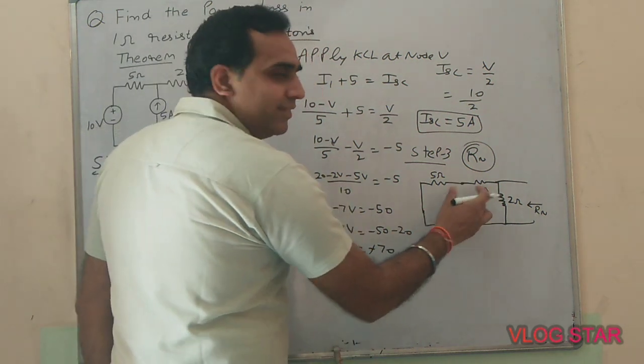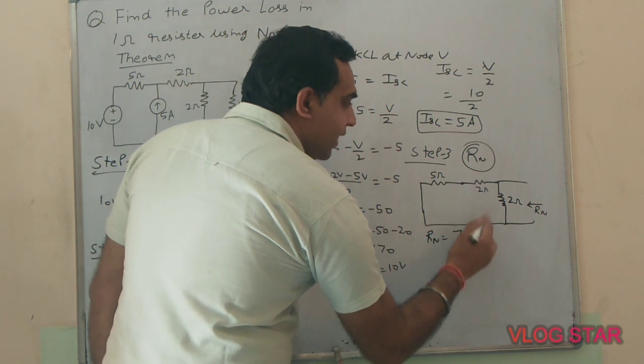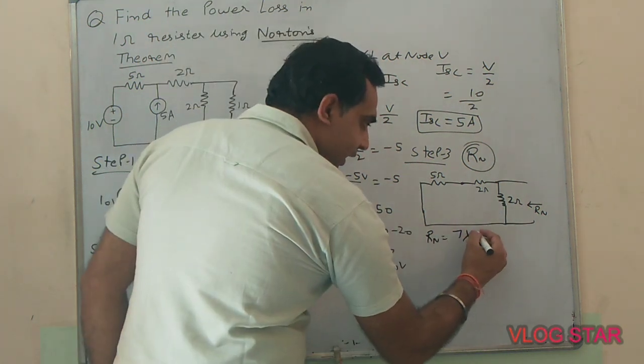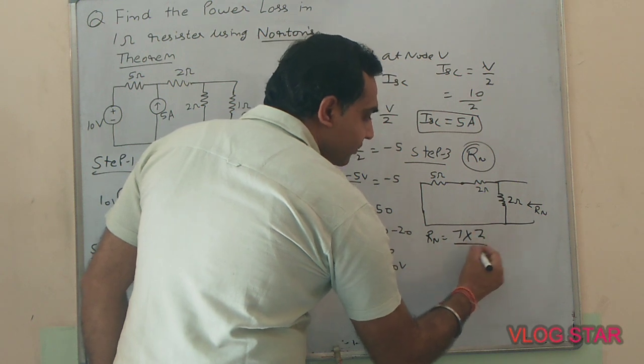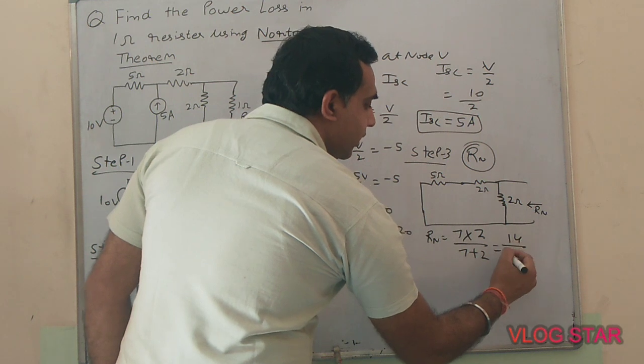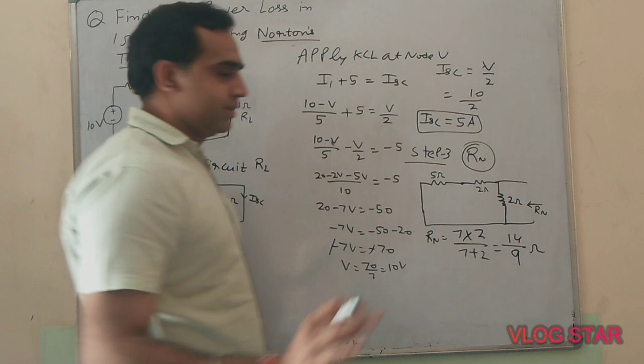In this case, these two are in series, 5 plus 2, that means 7. 7 and 2, these two are in parallel. It will solve like that: 7 into 2 divided by 7 plus 2, 14 divided by 9 ohm resistance.